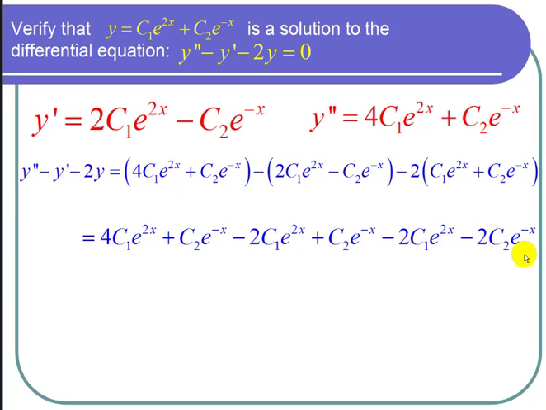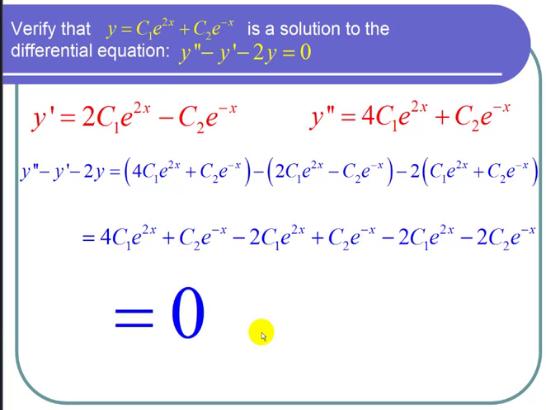So now let's just combine like terms and see what we get. Well, for the c1 e to the 2x terms, I have 4c1 e to the 2x minus 2c1 e to the 2x minus 2 more c1 e to the 2x's. So 4 minus 2 minus 2 is 0. So the e to the 2x terms go away. And for the e to the negative x terms, I have a c2 plus a c2, that's 2c2, minus 2c2, and that's 0 also. So everything cancels, and I end up with 0.